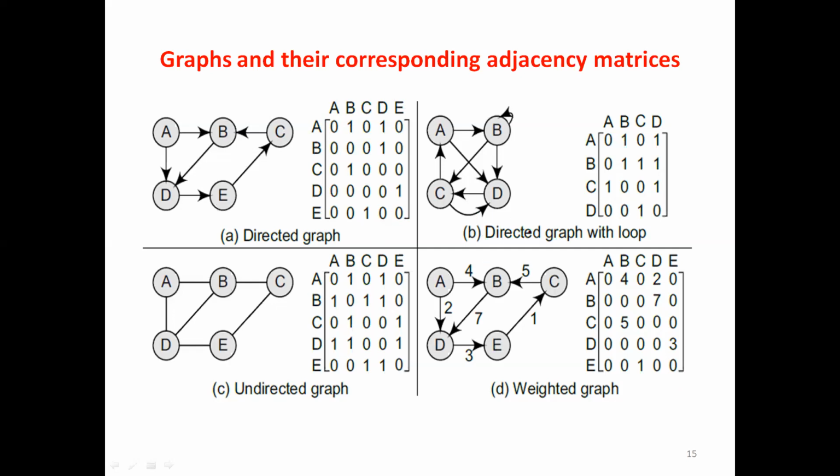It is a directed graph with a loop, in the sense of nothing but a self loop. For example, when you look at this B, it has a self loop. So B can reach B. There is a path from B to B itself. So that's why this is enabled.